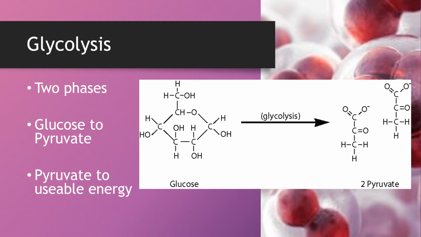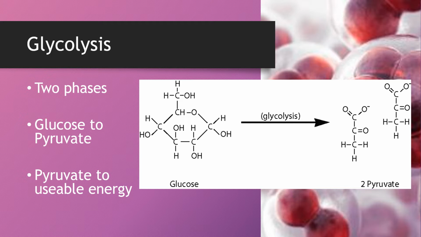So glycolysis starts with one glucose molecule, and by the end of the whole process, that one large molecule will be split up into two pyruvate molecules, which are smaller molecules. Pyruvate is used to make energy in the cell because glucose cannot be used as itself. It must be broken down.